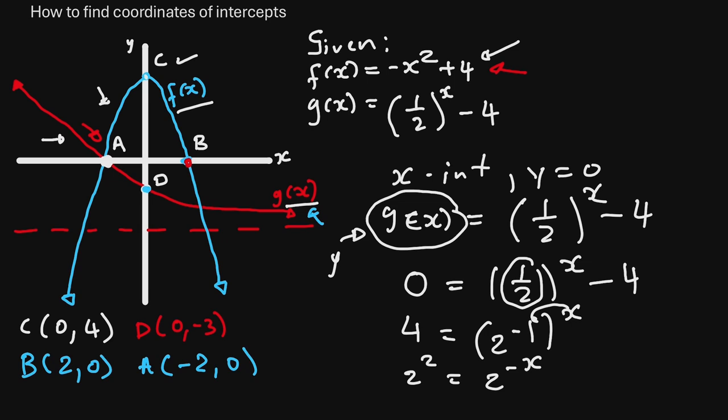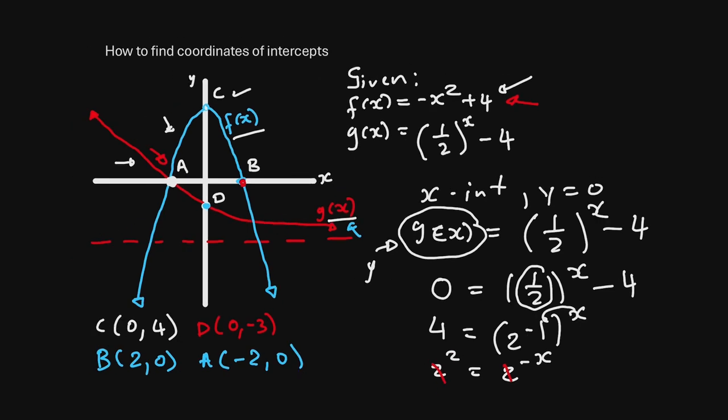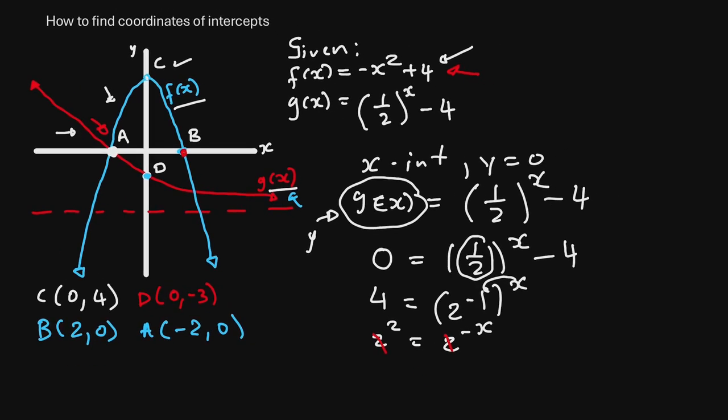So if you equate the same base, remember you can drop the base and then you equate the exponents. So now what we are going to have is 2 equals negative x. But now if you want the value of x, you just have to divide by negative 1 on both sides. And then now we find the value of x to be negative 2. So remember now, this negative 2 is the x value of that coordinate, which is the x-intercept at point A.